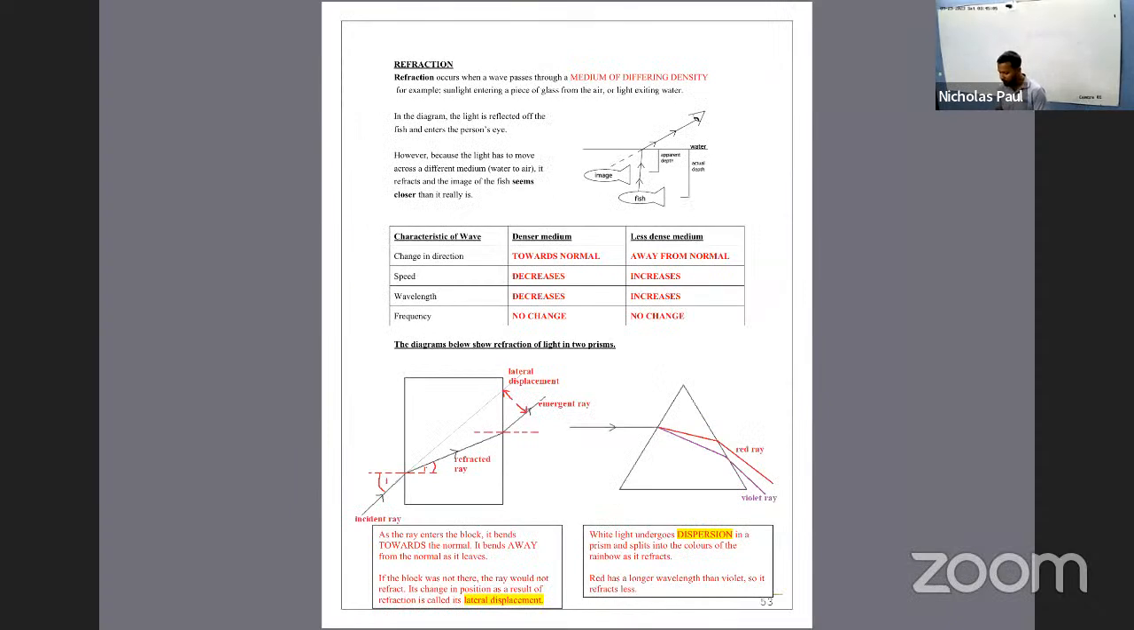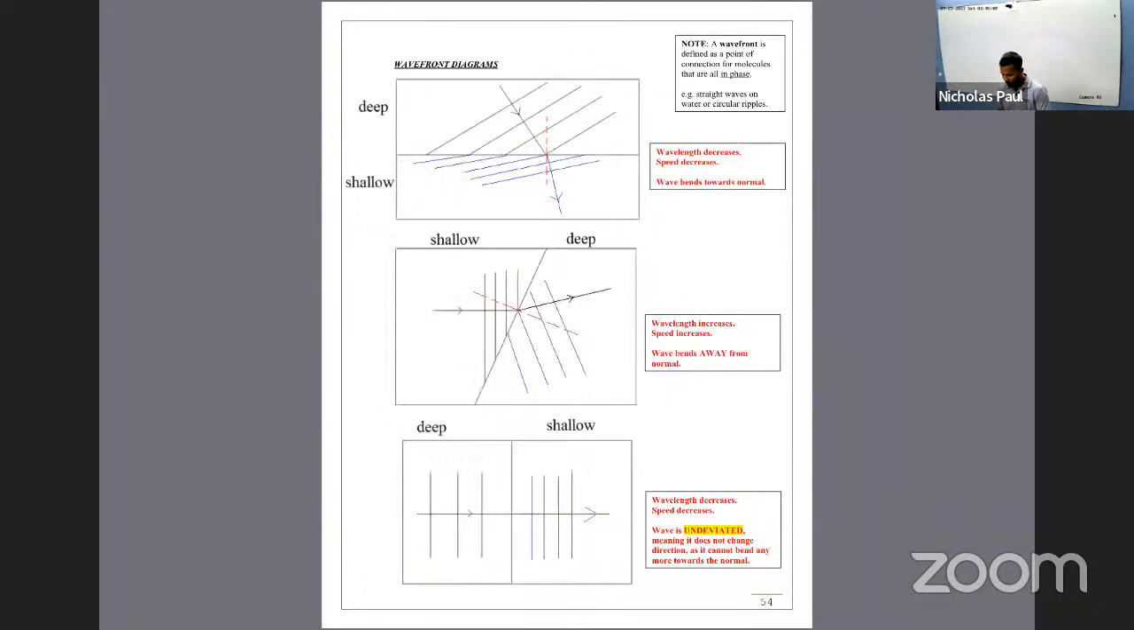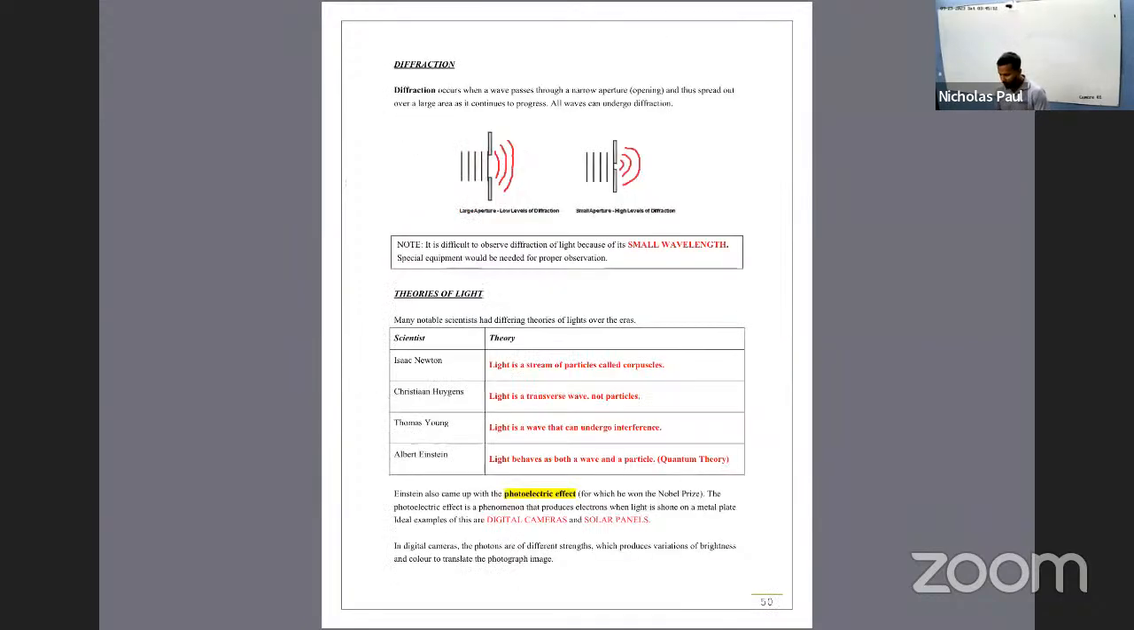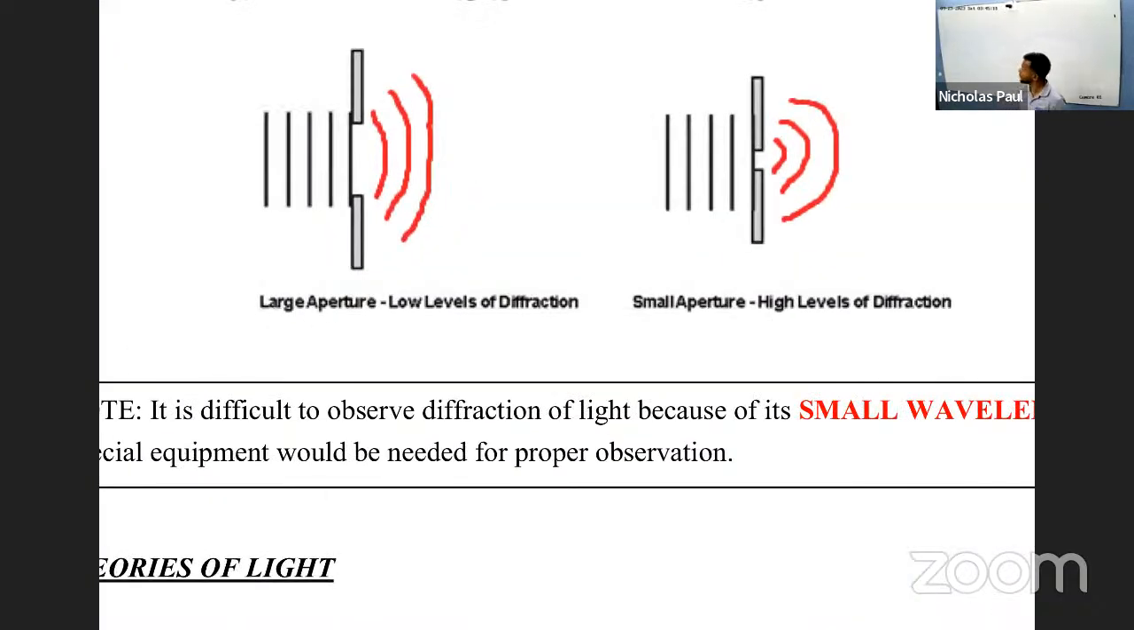Number 3, if we look here at number 3, is diffraction of light. What do you reckon has happened to the light there? As the light went through, what happened? It kind of spread out. You see that? So it went through in a straight line, and when it came through the opening, it spread out a little bit. So that is phenomenon number 3.